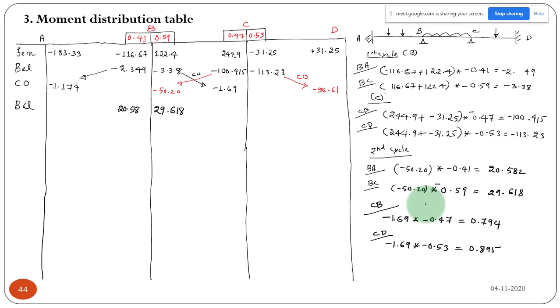So you take this value 0.794, and this value will be 0.895. So the next step is again carryover. This half of the moment will go to the far end. So 20 by 2, you will get 10.291, and this half moment will go to this end, 29 by 2, so you will get 14.8. This half will go to this end, 0.79 by 2, so you will get 0.397, and here also the carryover half of the moment, 0.895 by 2.